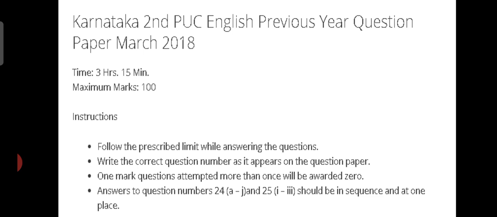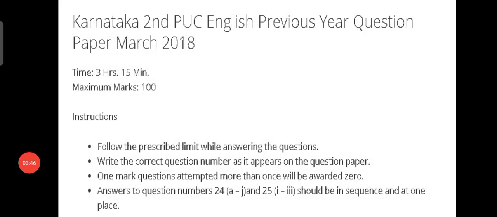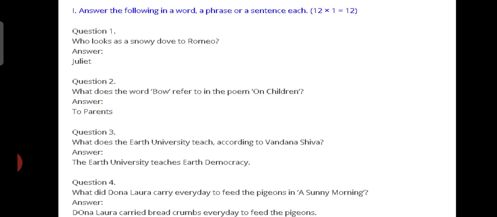As you are aware of all the instructions, let us now proceed with the question answers. Please keep your textbook open. So, who looks as a snowy dove to Romeo? It's a very easy answer. Since Romeo is mentioned in the question, the answer should be Juliet.